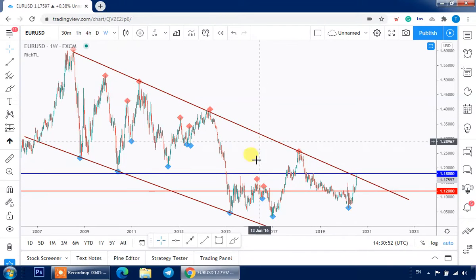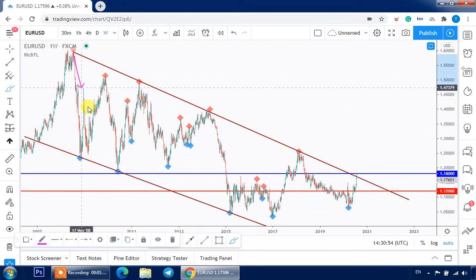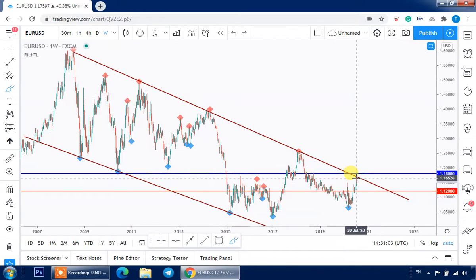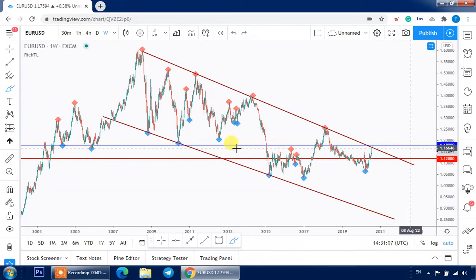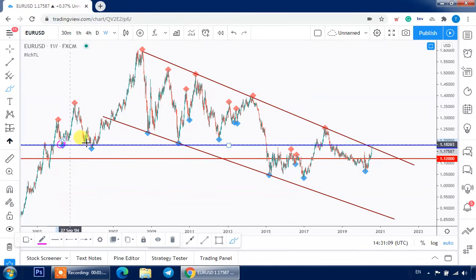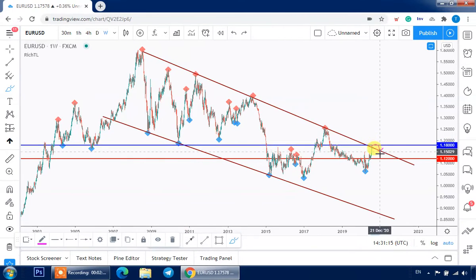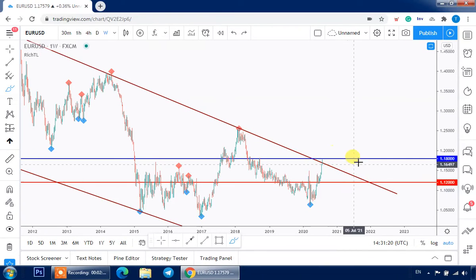Almost the opposite of the DXY, EURUSD has been overall bearish for almost 10 years, and it's currently retesting the upper brown trend line and a strong resistance area 1.18, as you can see here and here as well. Here we go. So we can expect a bearish movement as price approaches our brown trend line and blue resistance.